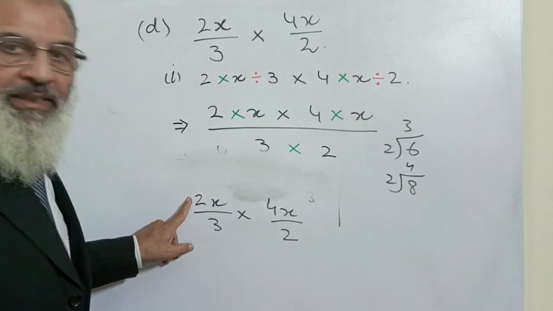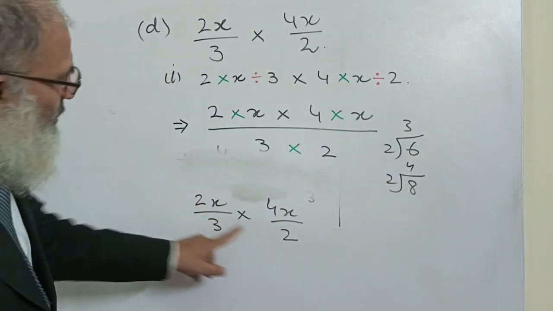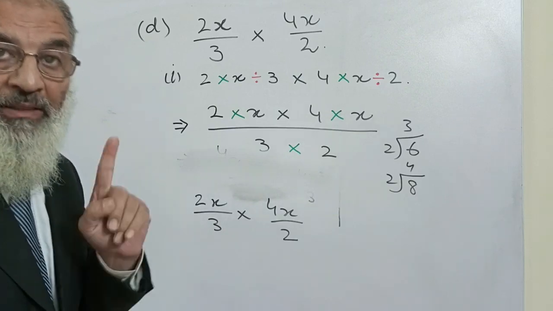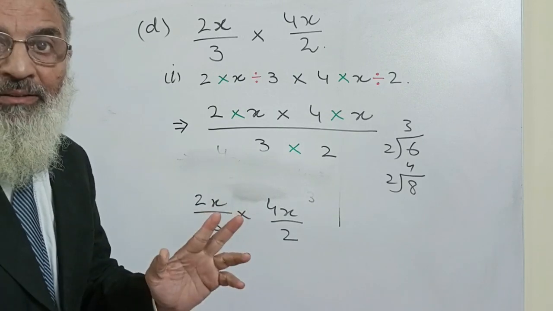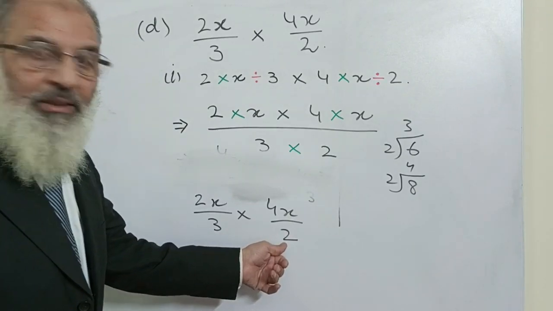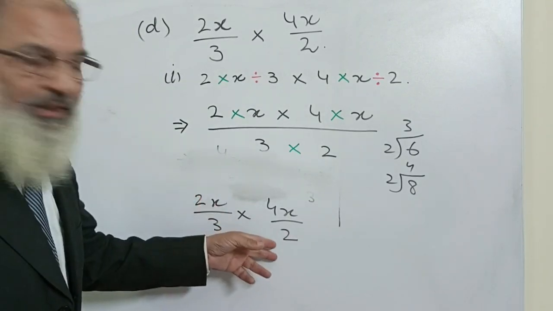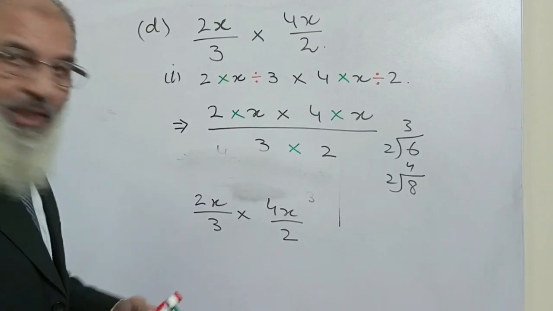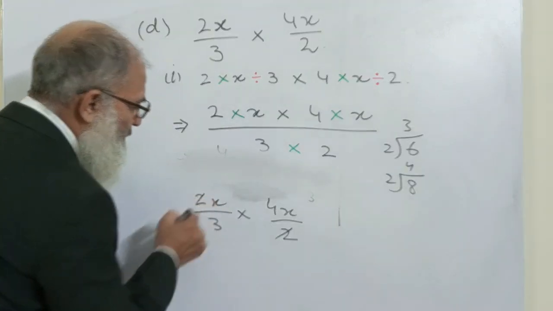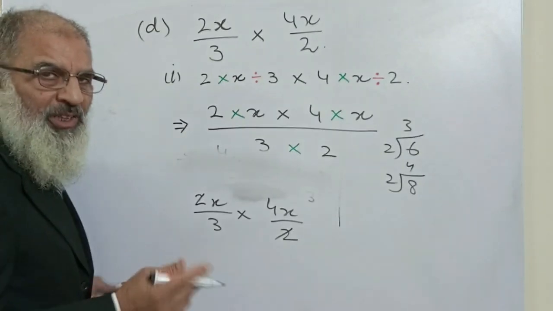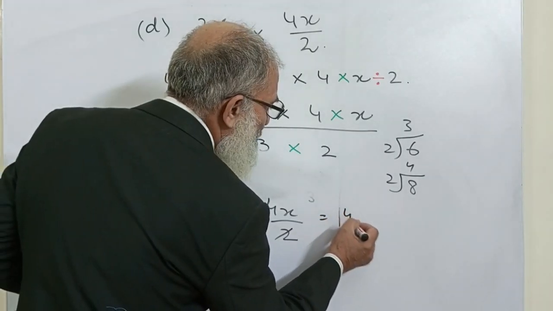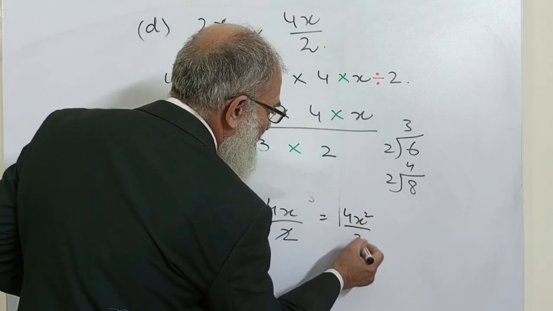This 2 can also cancel 2. This 2 can also cancel 4. But since you have used it once, you cannot use it twice. Either you cancel 2 with this 2, or you cancel 2 with this 4. It is much easier to cancel this 2 with this 2, because it is the same quantity. So the answer will again become 4x squared divided by 3.